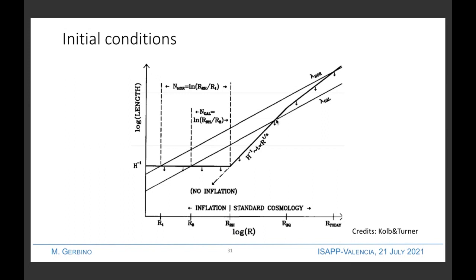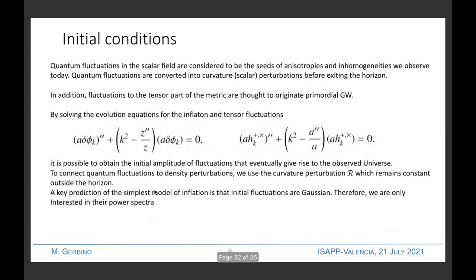And this allows us to solve all the shortcomings that we have discussed before, because we have a time where we were inside the horizon and therefore we could equilibrate the situation as we observe today. The other important prediction of inflation is the generation of the seeds of the perturbations that we observe today, both in matter and in the CMB.